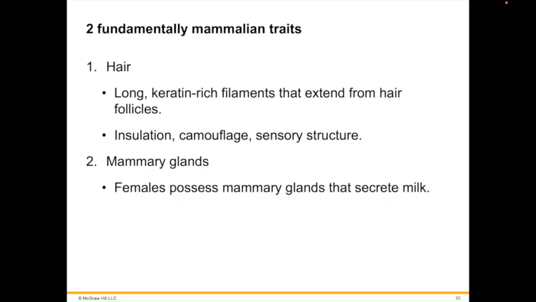The dense undercoat of many mammals reduces the amount of body heat that escapes. Another function of hair is camouflage. Unlike feathers, which evolved from modified reptilian scales, mammalian hair is a completely different form of skin structure.